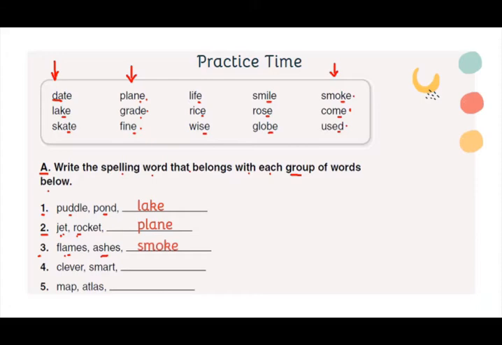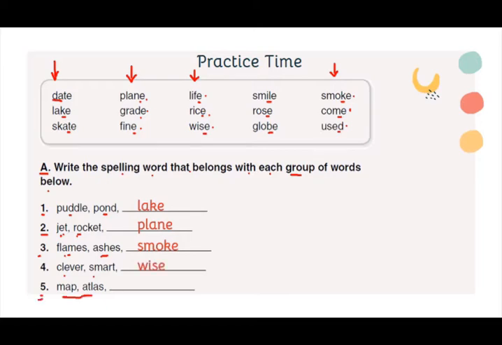Number 4, I have the words clever, smart. Which word belongs to this group? When someone is clever and smart, you can look at the third column. I have life, rice, wise. So it is the word wise.